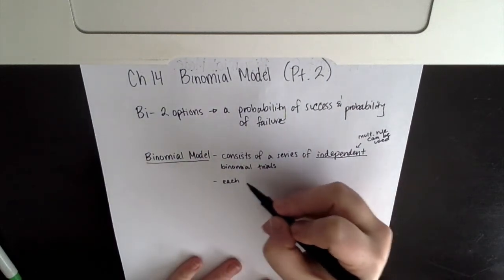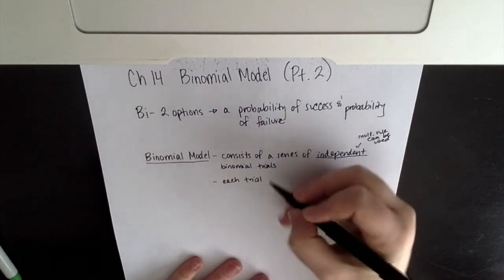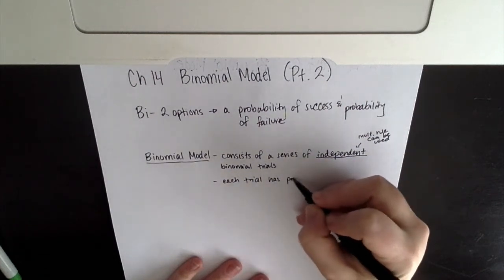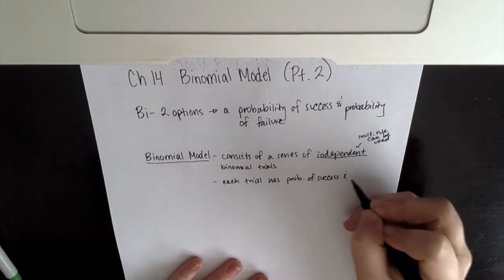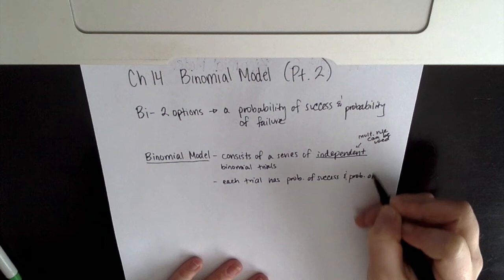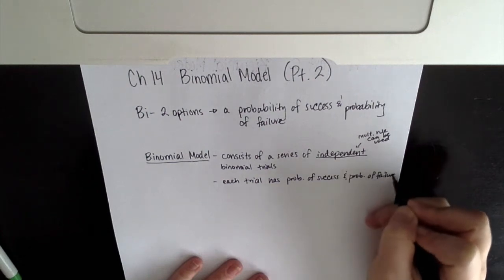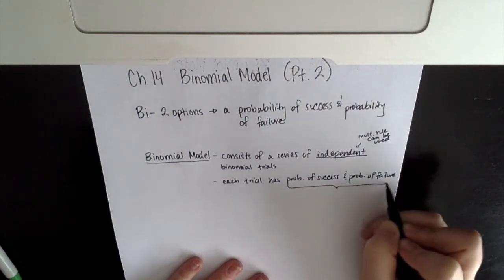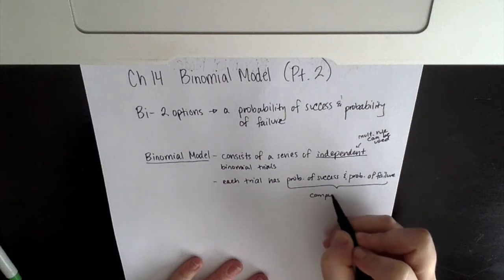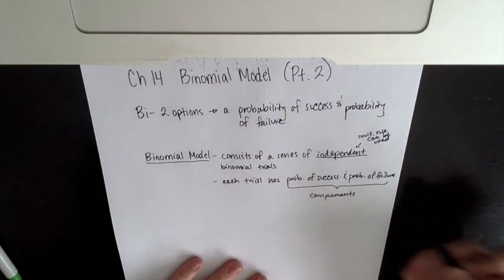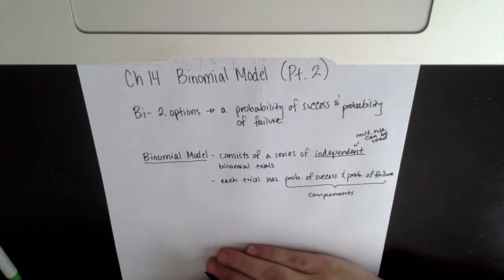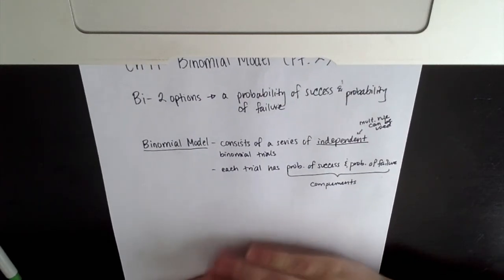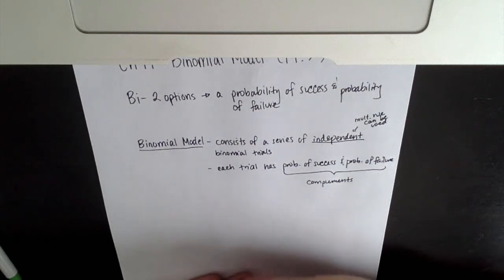Each trial has a probability of success and a probability of failure. These are complements of one another, and they make up all the possible options. You either succeed or you fail. There's no middle ground in a binomial model, which is what we look for when we're trying to identify them from other problems within the class.